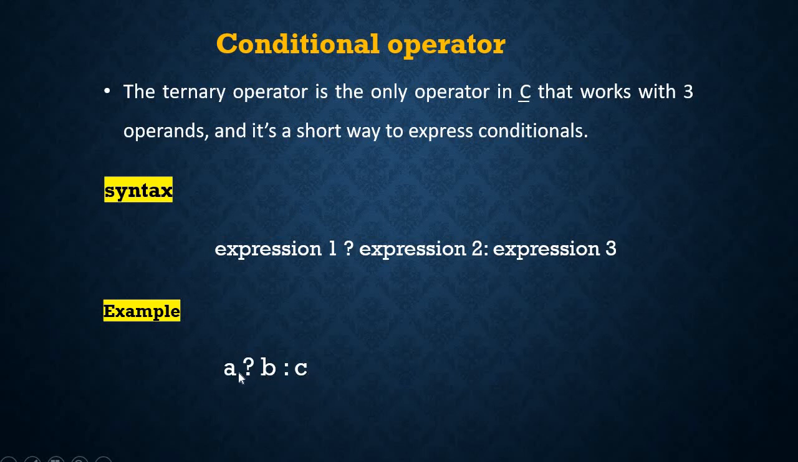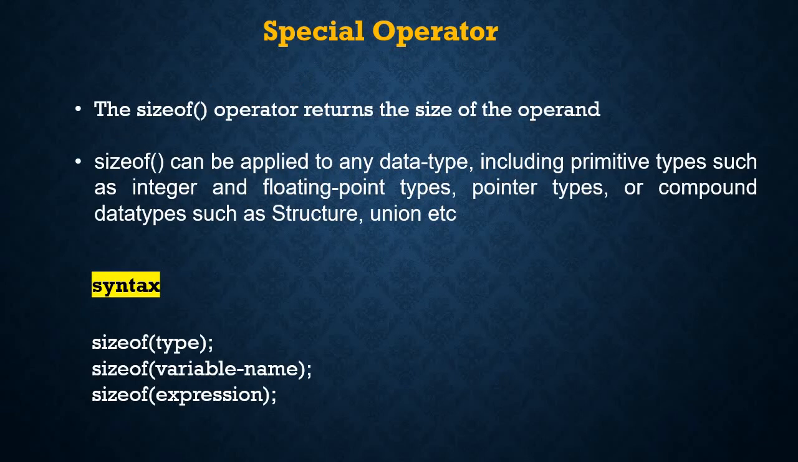So for example, A question mark, B colon, C. If the A value is true, then B will get executed. If the A value is false, then the C value will be taken.